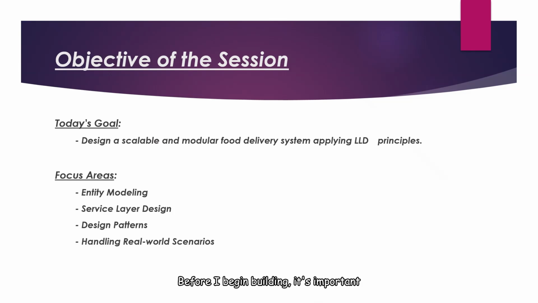Before we begin building, it's important to be clear about what we are trying to achieve. Our goal today is to design a food delivery system, keeping in mind not just the features but also the overall quality of design, things like modularity, scalability, and clarity. We will model the key entities, design the service layers, introduce some design patterns where needed, and also think about how the system will evolve over time. This exercise will help you practice how real-world LLD is done, beyond coding, by focusing on design thinking.